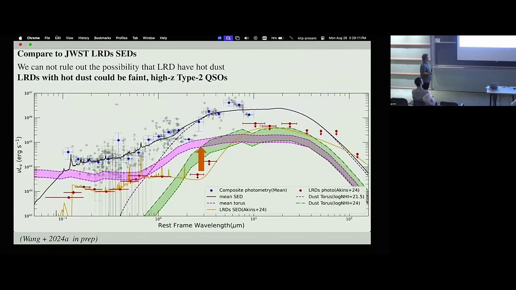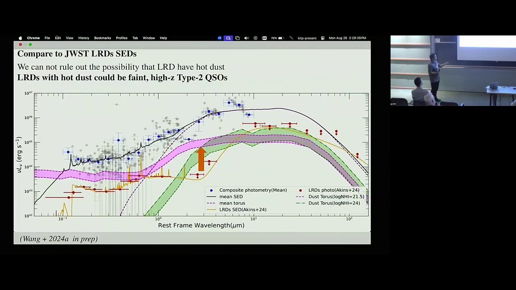Lastly, we compare our results to JWST LRDs and discuss whether LRDs can have hot dust. These blue dots and the black lines are our composite photometry and final SEDs, and the red dots and the orange lines are the LRD SED from Atkins. The first thing is that we find a very strong similarity in our rest-frame UV light, because both can be fitted by scattered light.